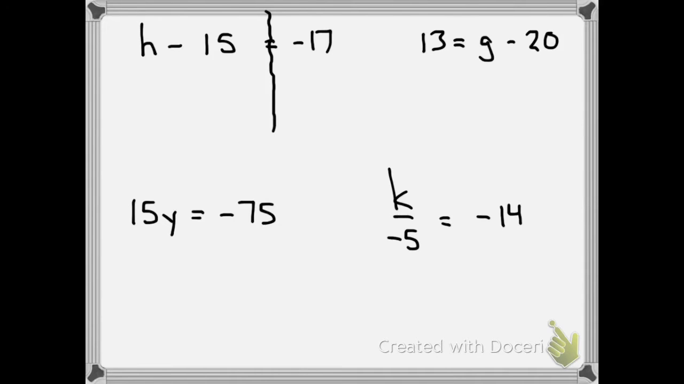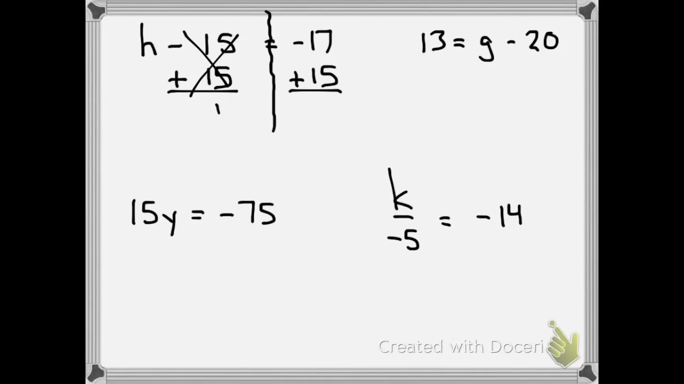So we have this h over here on the left. We want to get that by itself. We want to isolate it. So we're going to do the inverse operation to get rid of this 15. If it's showing subtraction, we're going to add to get rid of it. So that's out. Now, whatever we do to one side, we do to the other.